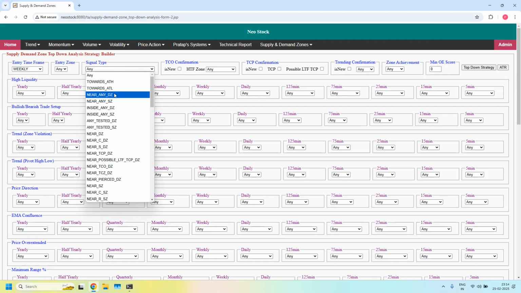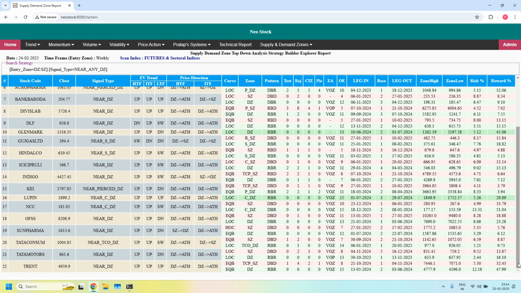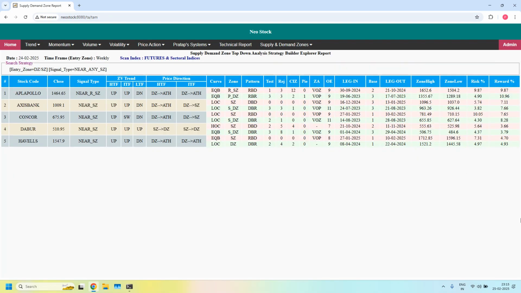Stocks near weekly demand zone. We got 22 stocks. First 16 stocks in the list. I'm scrolling the list down. So total 22 stocks are filtered. Okay, next, weekly time frame. Stocks near weekly supply zone. We got 5 stocks.